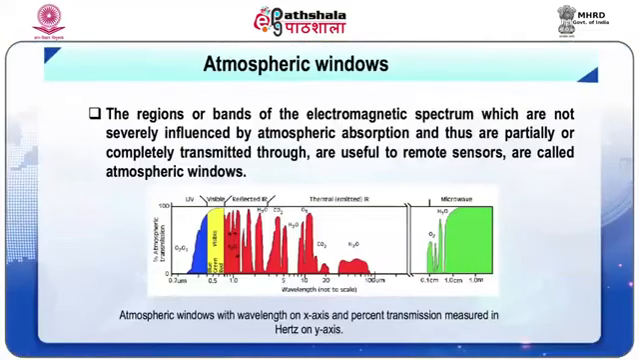Now, an important aspect involving interaction of electromagnetic radiations with the atmosphere is the atmospheric windows. The regions or bands of the electromagnetic spectrum which are not severely influenced by atmospheric absorption and thus are partially or completely transmitted, and are useful to remote sensing, are called atmospheric windows. In other words, gas molecules present in the atmosphere selectively transmit radiations of certain wavelengths, and those wavelengths that are relatively easily transmitted through the atmosphere are referred to as the atmospheric windows.